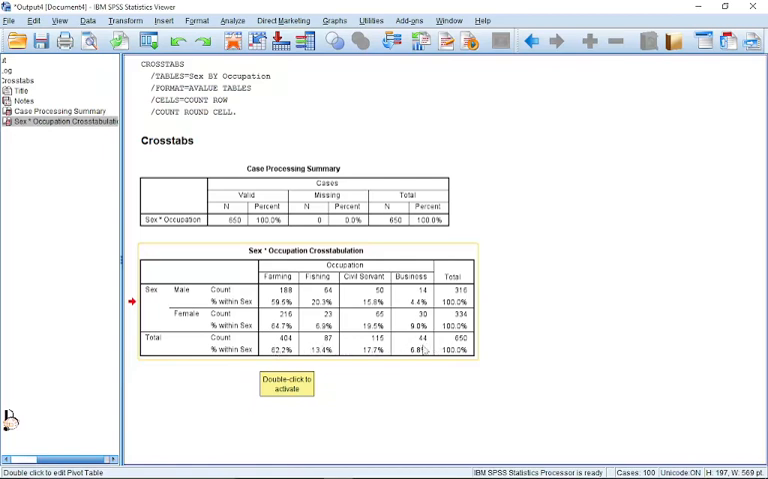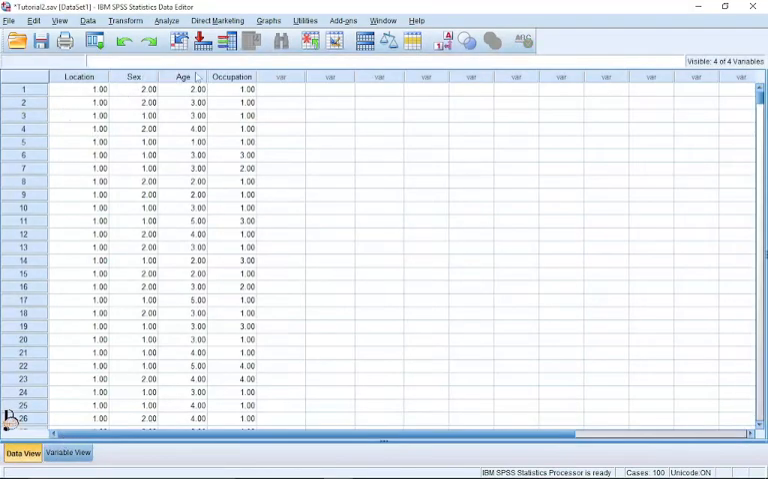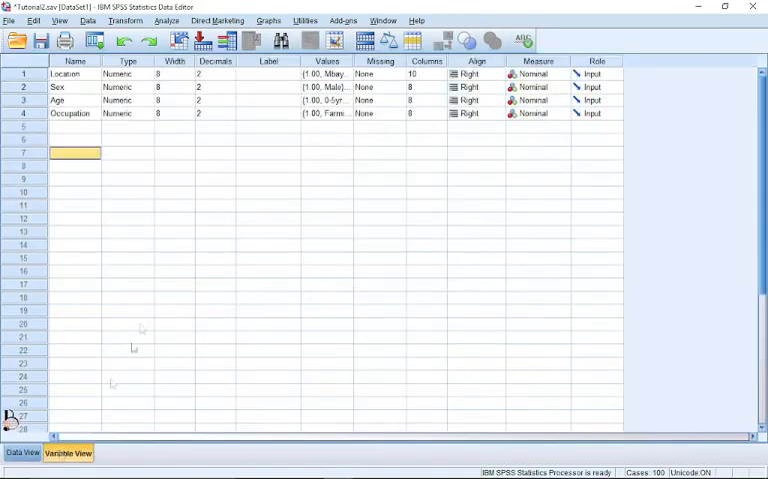You can do that with the location too. If we go back to our data view, you could do it with sex and age, even sex and occupation, or the location and the occupation. So however you want it to be, you can actually play this out. So this is about cross-tabulation.